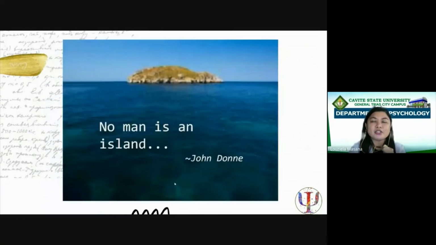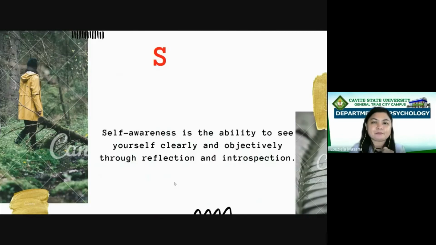So those are the models that in one way or another influence and illustrate the effect of culture to the social self. Let us take note, and this is very true, according to John Donne, no man is an island. We need others in order for us to know ourselves, to know who we are, and to function, to live life. We need other people.